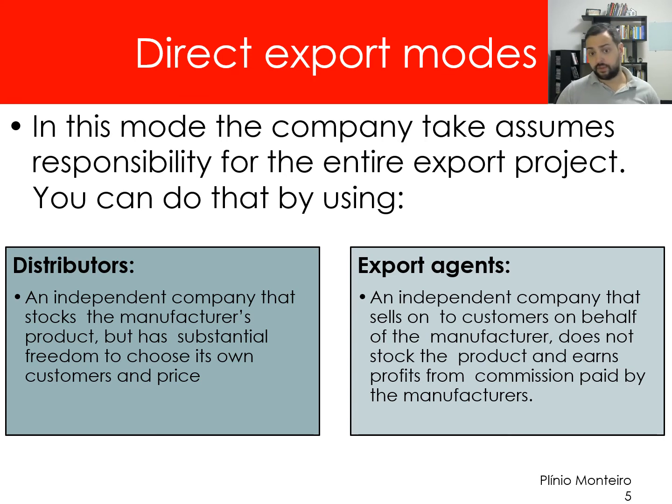Another way of doing that is to use an export agent. In that case, you have another independent company that will sell on the behalf of the manufacturer, but the company will not buy the product from you. For instance, you can have one export agent that will go to the foreign markets and try to find the customers and try to establish the conditions, the price.